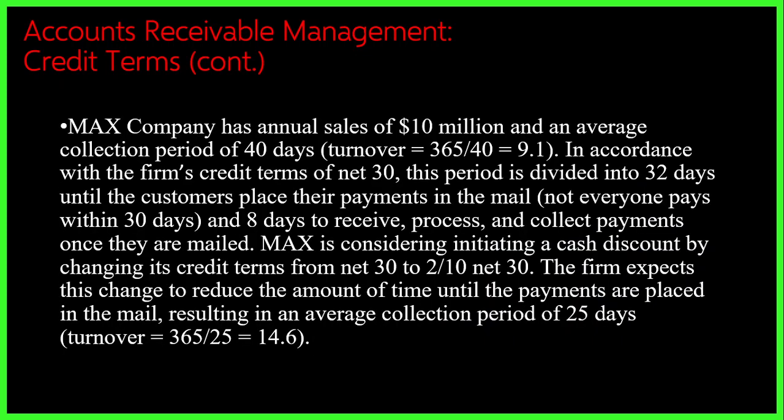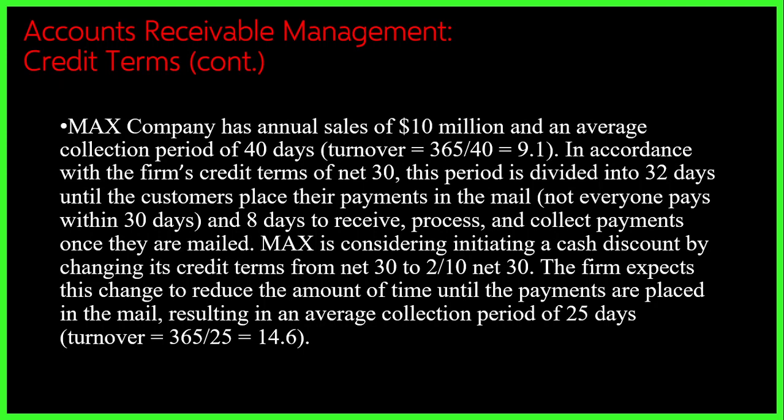Here's another example. Okay, you have annual sales of 10 million and the average collection period of 40 days, so meaning your turnover is 4.1. In accordance with the firm's credit terms of net 30, this period is divided into 32 days until the customer places their payments in the mail, and then plus 8 days to receive, process, and collect. So that's a total of 40 days.